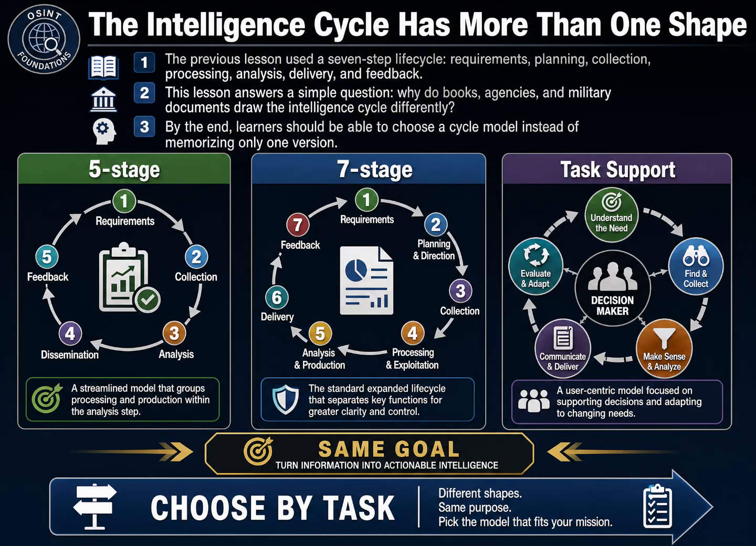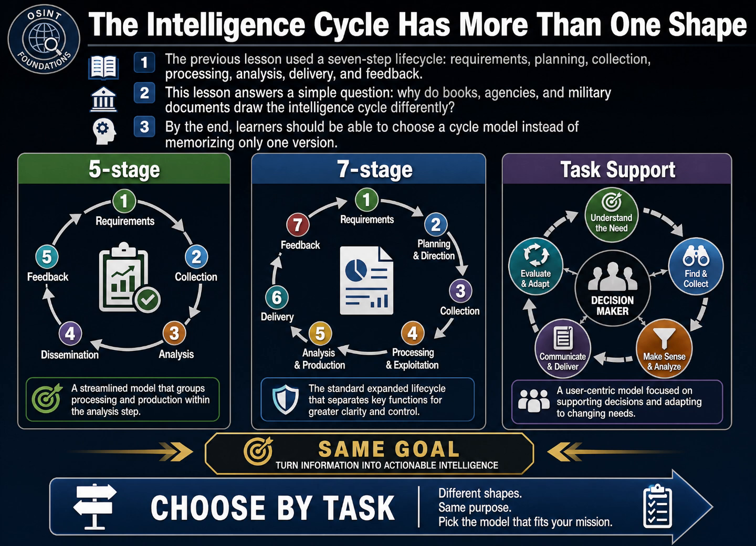In the previous lesson, we used a 7-step intelligence lifecycle: requirements, planning, collection, processing, analysis, delivery, and feedback. Now we take one step further. If you read different books, agency materials, or military documents, you will notice that the intelligence cycle is not always drawn the same way. Some versions use 5 stages. Some use 7. Some military-style models put much more weight on task support, coordination, and feedback. That does not mean one version is automatically right and the others are wrong. It usually means the organization has a different mission and therefore splits the workflow differently.